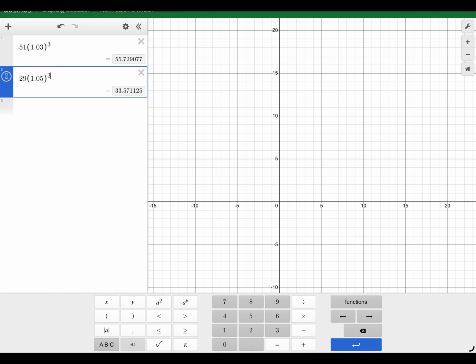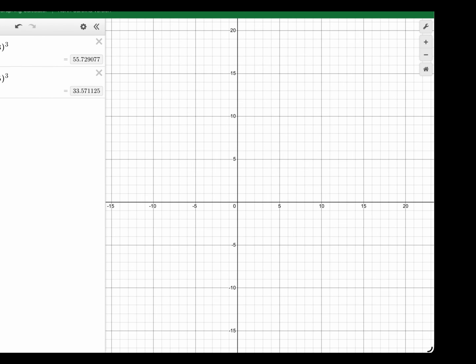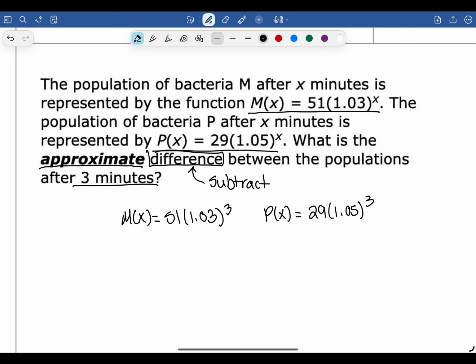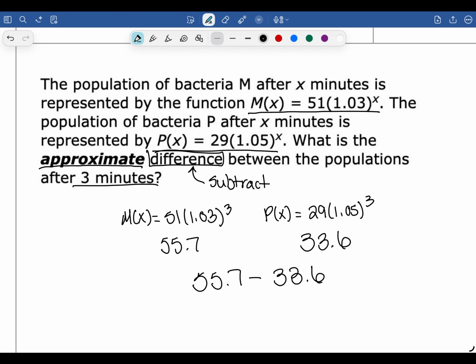Okay, so now that we have those, let's go back and do our subtraction. So we said 55.7, and we got 33.6. Now if we subtract those, when we take 33.6 from 55.7, we're going to get 22.1. So the final answer for our last example is 22.1.